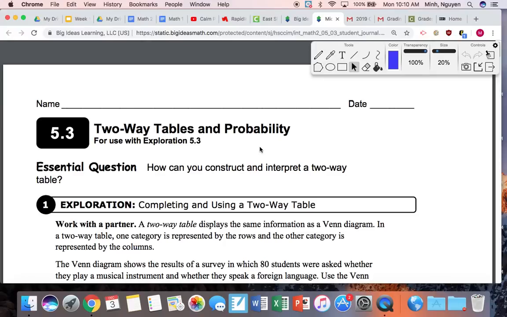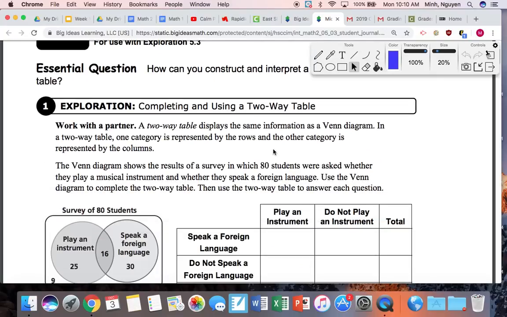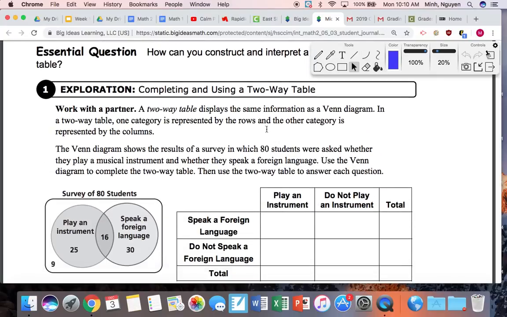Section 5.3, two-way tables and probability. How can you construct and interpret a two-way table? So a two-way table displays the same information as in a Venn diagram, as in you have two different categories and then you have an overlap.